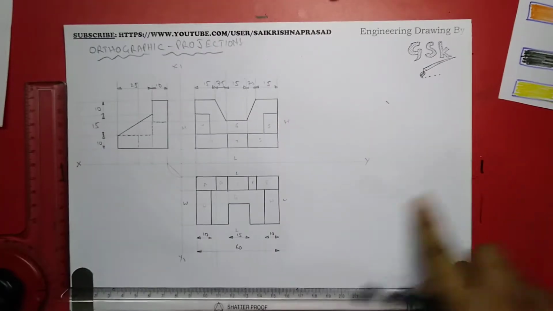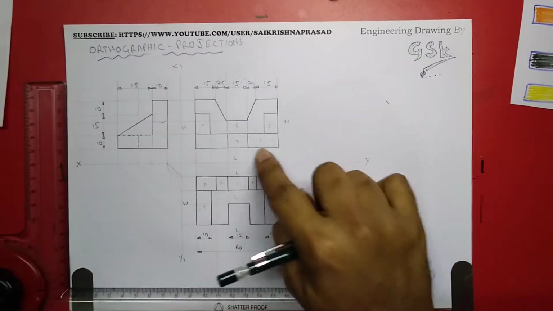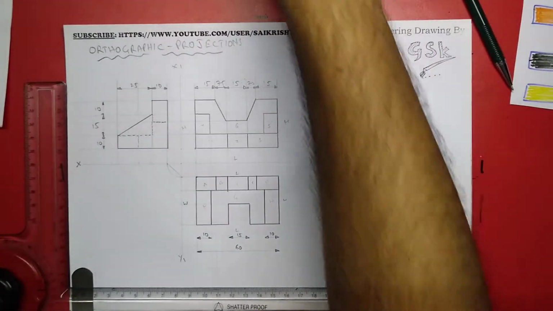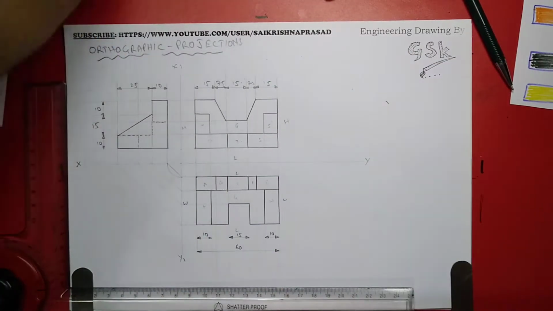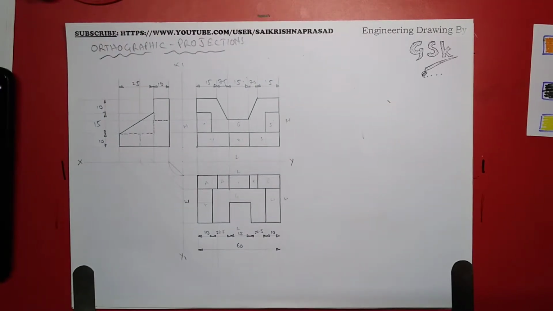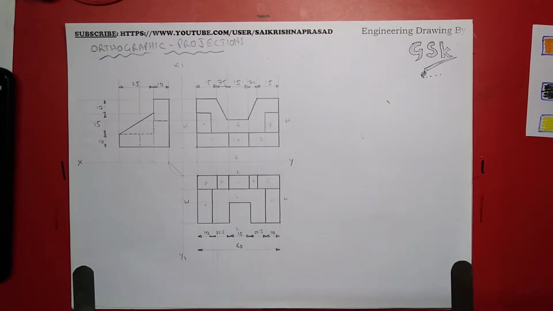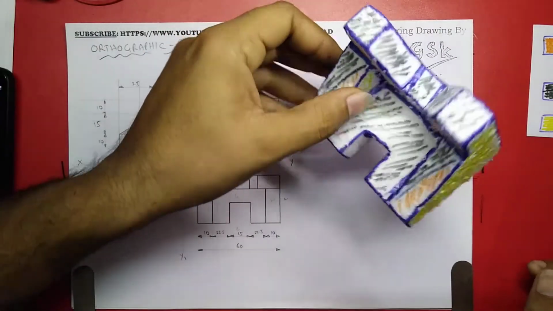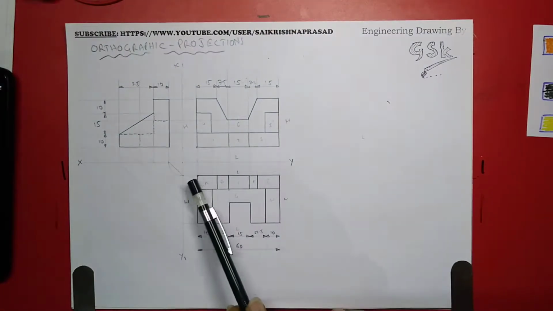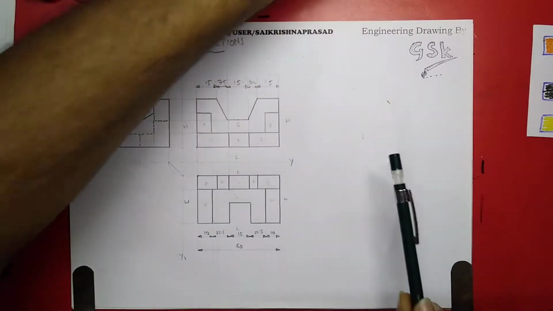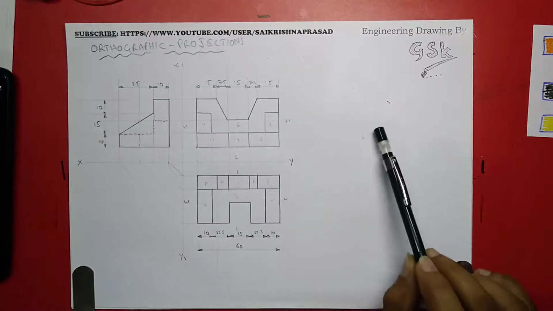Now we'll be drawing the isometric projection for the same object over here. Now we are going to draw the isometric projection of this object. Already we have drawn the orthographic projection over here with all the dimensions mentioned. Now I'll be drawing the isometric projection over here.